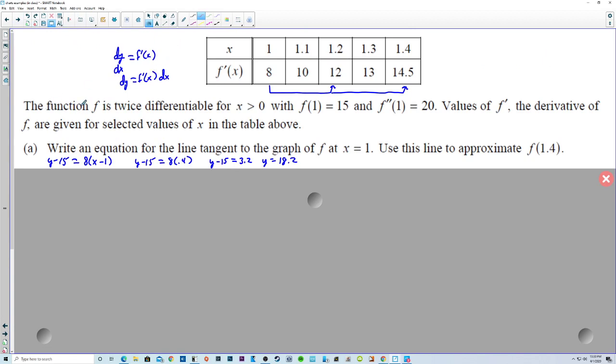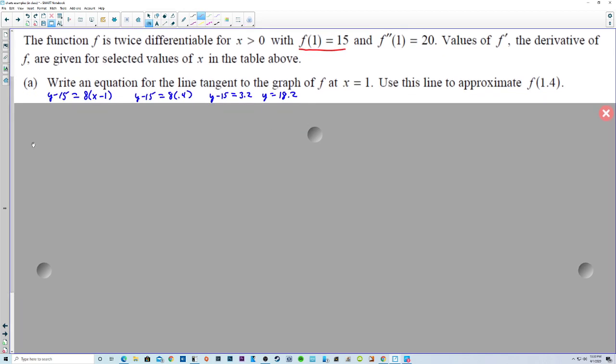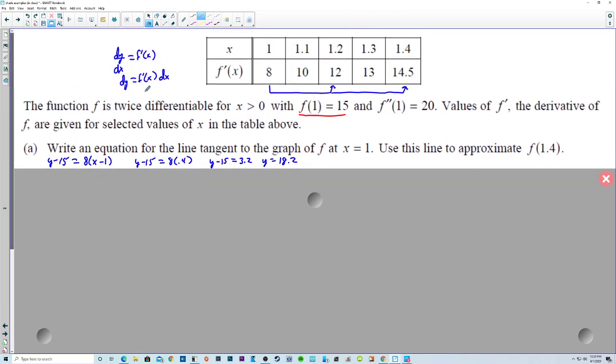All right, the second one. The function f is twice differentiable for x greater than 0 with f of 1 equals 15. So they give us an initial value. And the second derivative is 20. Values of f prime, the derivative of f, are given for selected values of x in the table above. A, write an equation for the line tangent to the graph of f at x equals 1. Use this line to approximate f of 1.4.